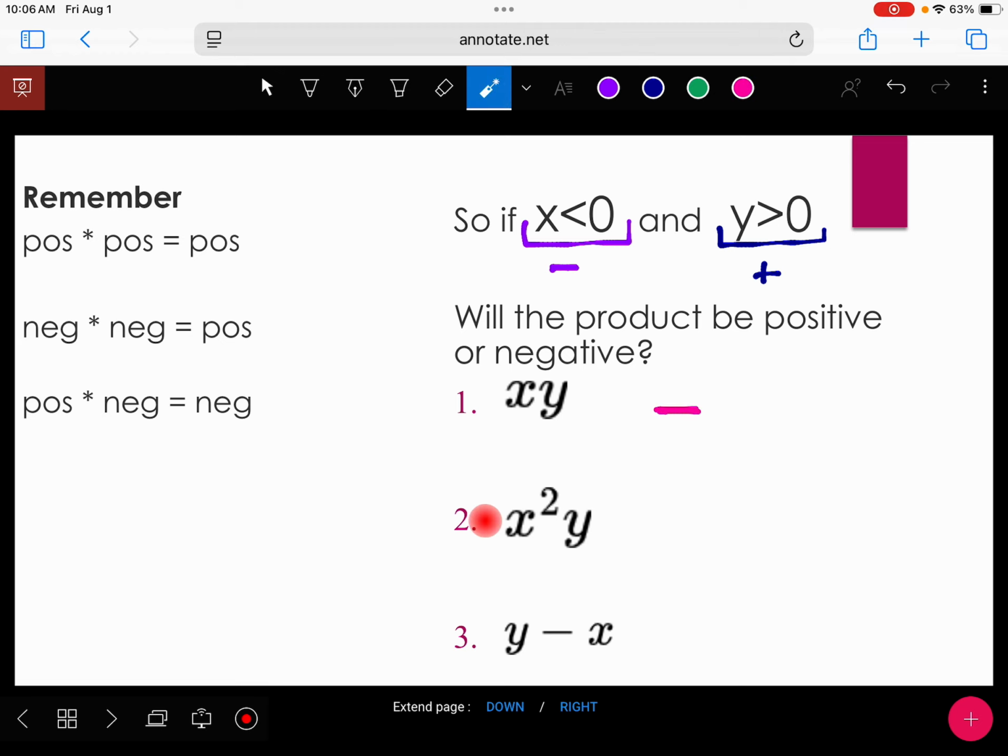What if we did x squared times y? It's going to be a positive because we're going to take that negative value and square it, which will turn it positive. So we'll have a positive times a positive, which is in fact positive. Woo. Now how about y minus x? It's going to be positive because we have our positive, and we're going to then subtract that negative. That double negative becomes a positive, so this will in fact be a positive.